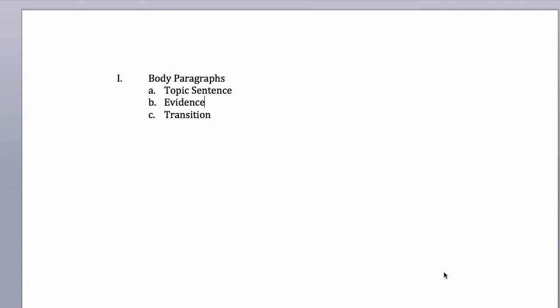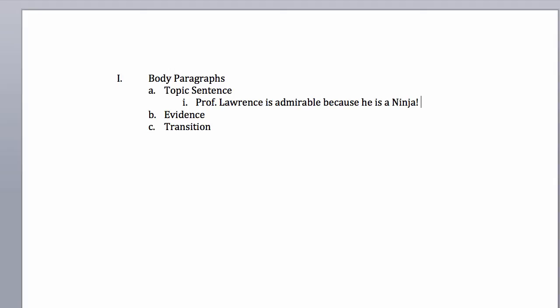After you've done your introduction, we move toward the body paragraphs. Each point in your thesis will, of course, be a body paragraph of yours. 3 points in your thesis, 3 body paragraphs. 2 points in your thesis, 2 body paragraphs. However, at least 3 body paragraphs. So, the first point of our thesis before, if you may remember, is that we find Professor Lawrence admirable because he is a ninja. So your topic sentence is this. Professor Lawrence is admirable because he is a ninja. There's your topic sentence.